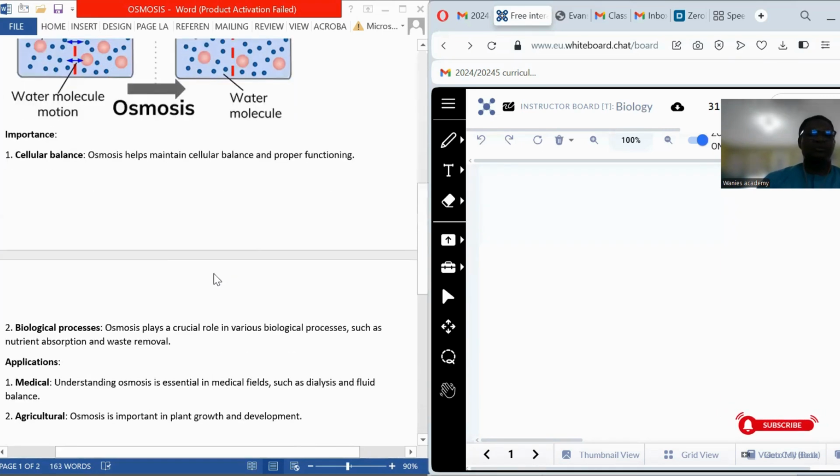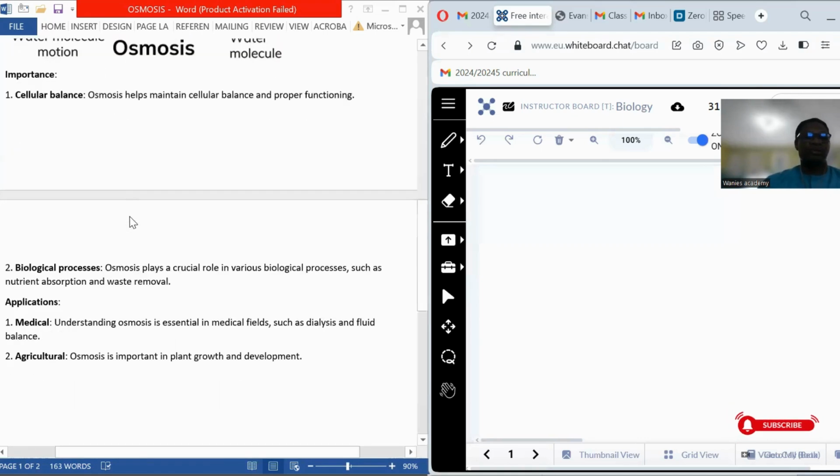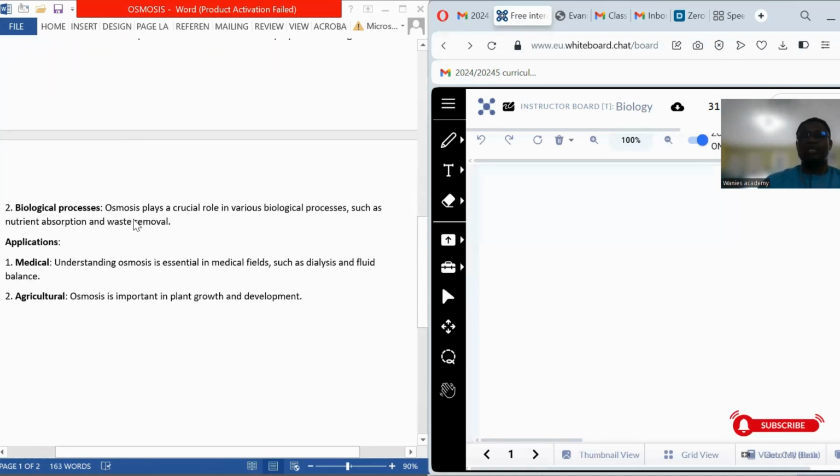Let's see some importance of osmosis in nature. It enables cellular balance. It enables organisms to maintain their cellular balance for proper functioning. It is also involved in biological processes. Osmosis plays a crucial role in various biological processes, like in the excretory function of the kidney, where the kidney removes nitrogenous waste and also regulates the amount of water in the body. Osmosis is a very important function involved in the excretion of water and some nitrogenous waste in the body.